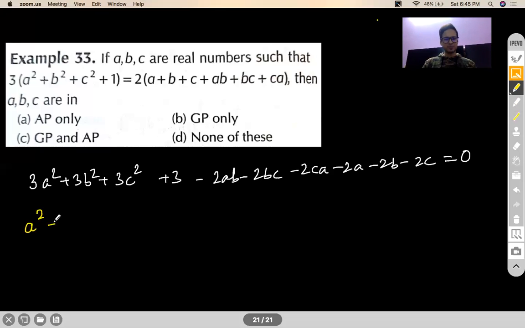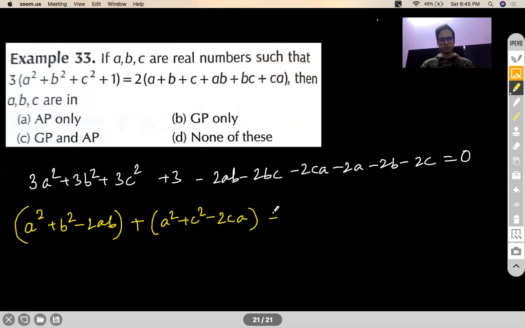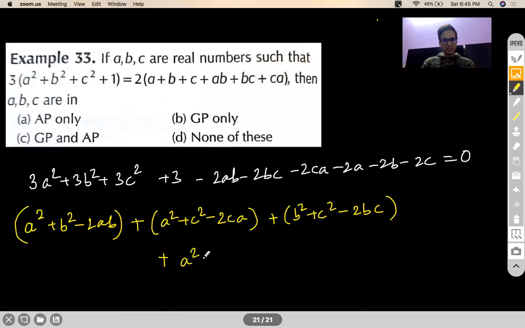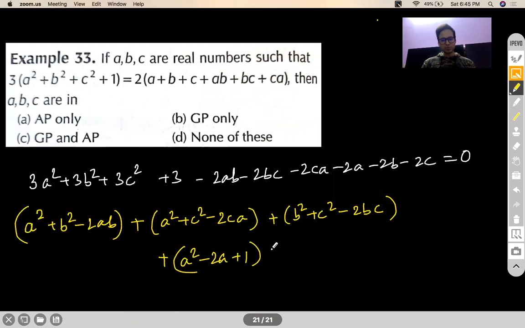A square plus b square minus 2ab one group, a square plus c square minus 2ac or 2ca one group, sorry, b square plus c square minus 2bc one group, then a square minus 2a plus 1 one group, b square minus 2b plus 1 another group, and c square minus 2c plus 1 another group.